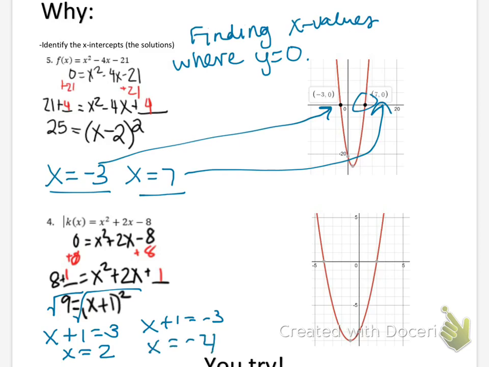Well, if we look over at the graph, we do have an x-intercept at x equals 2. So this is going to be at 2, 0. And we have an x-intercept at x equals negative 4. So it's going to be negative 4, 0. All right, so now I want you to try number 6 on your own and find the x-intercepts for number 5.